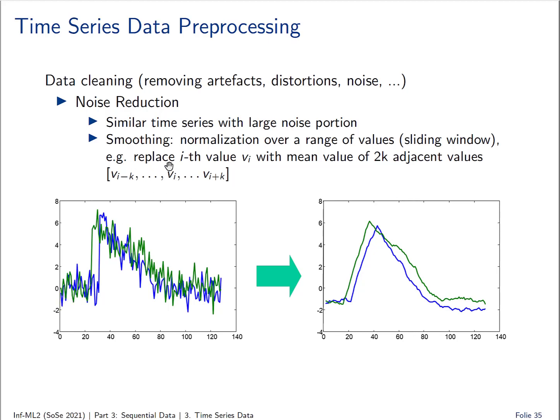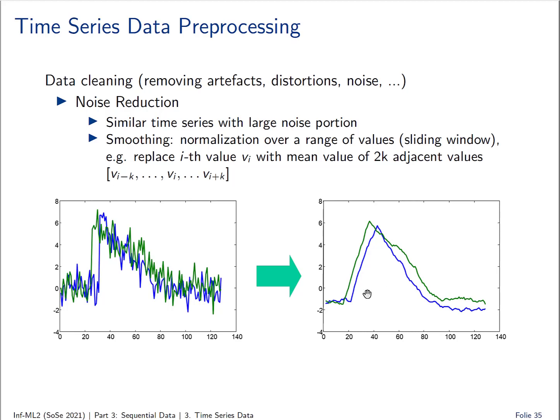So for example, we replace the ith value with the mean value of the 2k adjacent values in both directions, k. So we have maybe this thing here, and we look in both directions for k values, and then take the mean value of all those 2k values and replace this particular thing by this mean value. And we get a smoothing of the raw data.